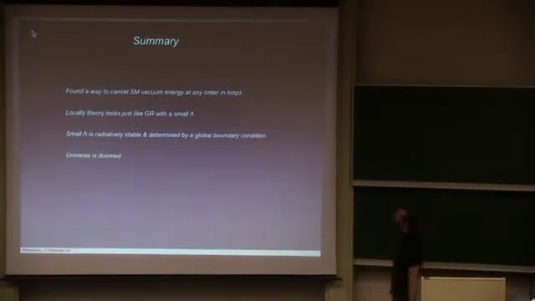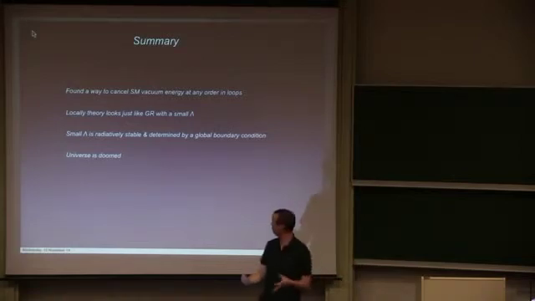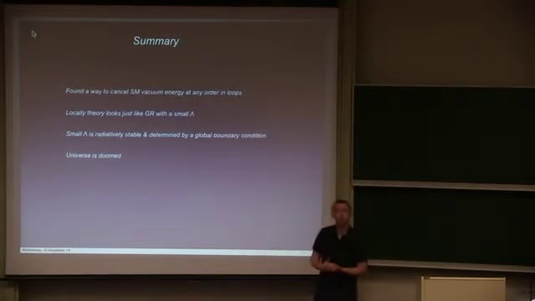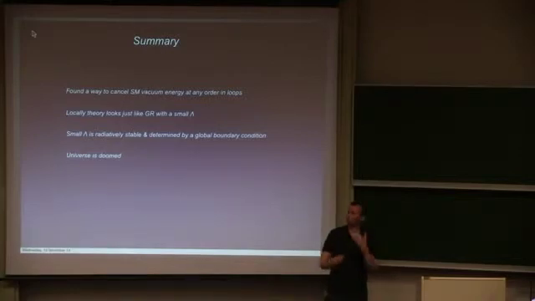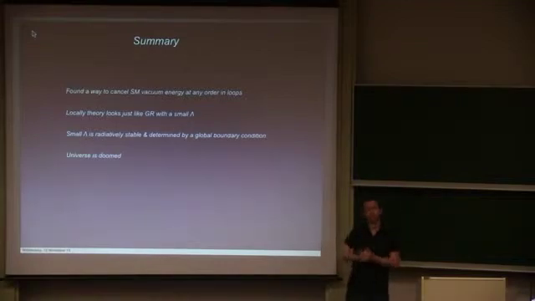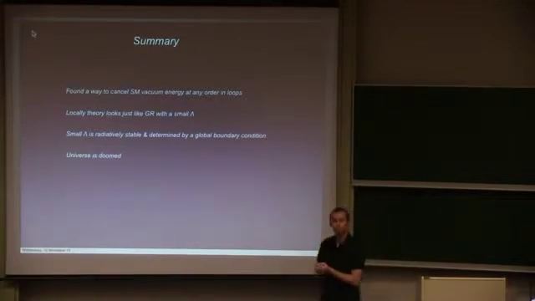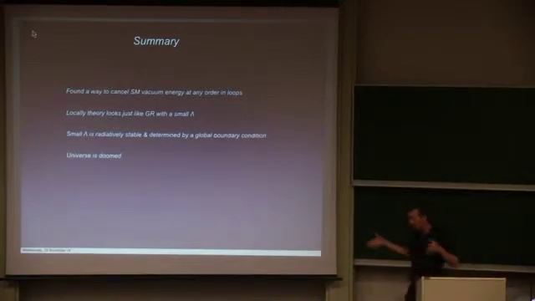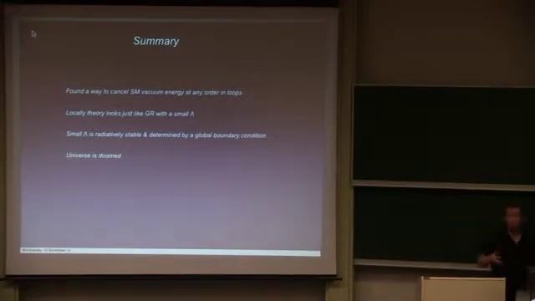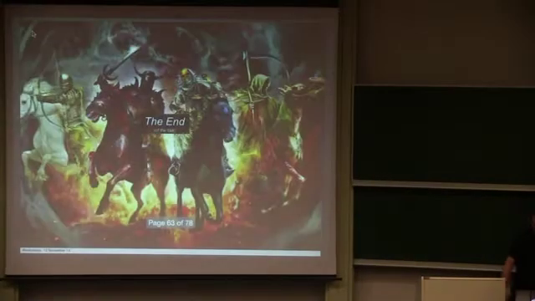So just to summarize then, what we've done is we've found a way to cancel the standard model vacuum energy contributions at each and every order in loops. And locally we've ended up with a theory which just looks like general relativity with a small cosmological constant. This small value is relatively stable, so we're allowed to fix it empirically. And that essentially sets a global boundary condition. And because locally everything just looks like general relativity, the main prediction is a global one, that the universe is doomed. So I'll stop there.